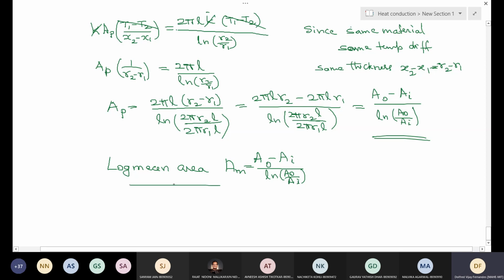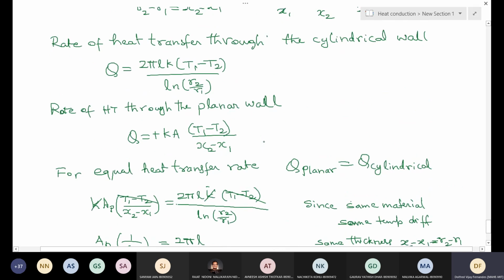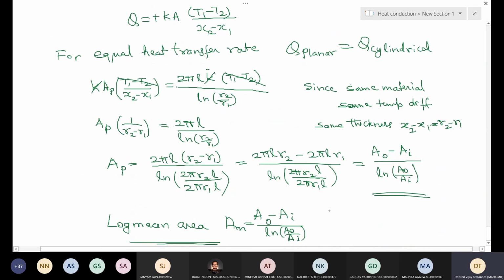So the question can be asked in a very short way: derive the log mean area. That means you have to remember this, and you can derive it. It's not a very complex thing. Just write the heat transfer rate, equate them, and simplify to obtain it.